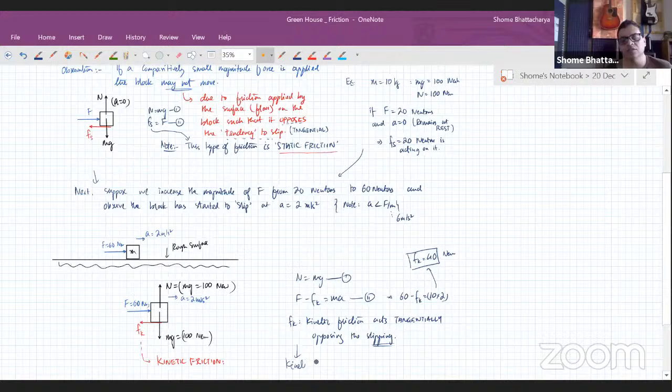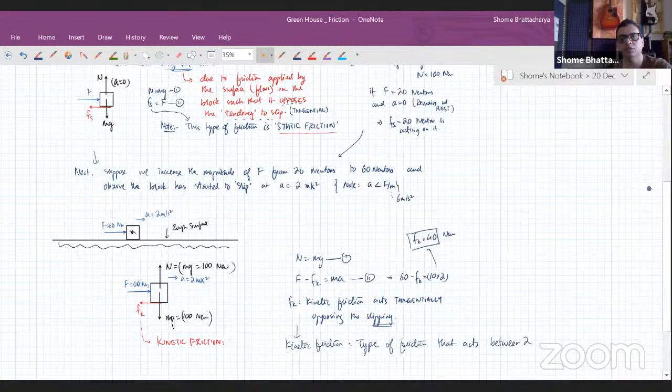And kinetic friction is the type of friction that acts between two surfaces which are slipping with respect to each other.